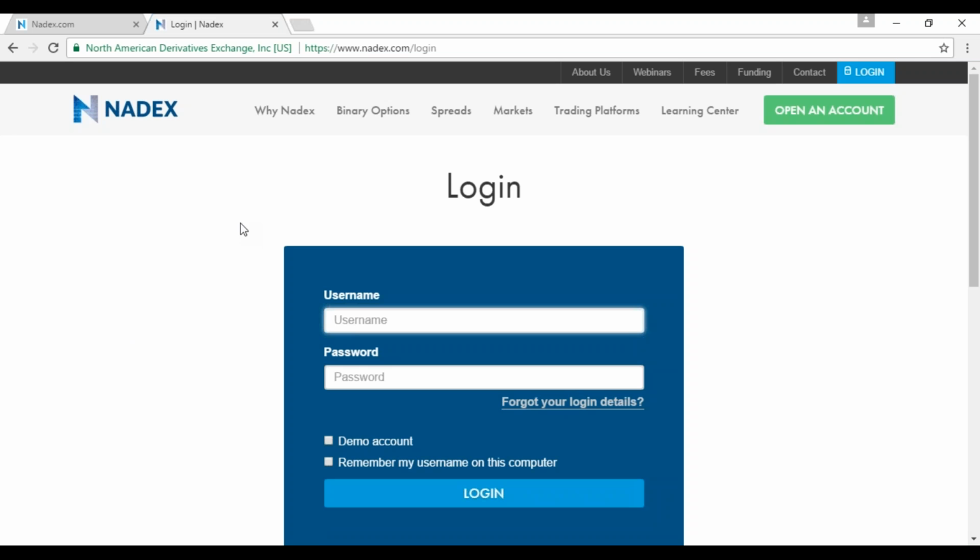They'll get you a new temporary password, and then you can log in and change it. Okay.